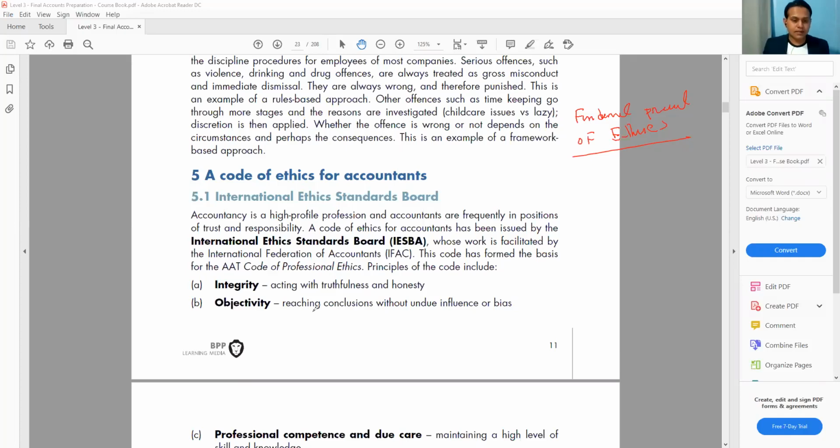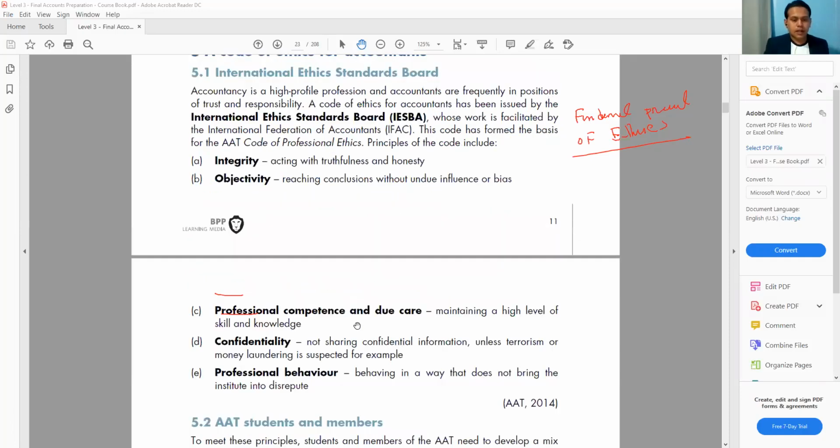These five we have here: integrity, objectivity, professional competence and due care, confidentiality, and professional behavior. These five you cannot compromise for any reason. First of all, we have to remember all of this, then we can explain what each is. Integrity means honesty is the best policy. You have to be always truthful and honest. You have to be transparent. When you work, you have to be always honest to your client and to your customer as well.